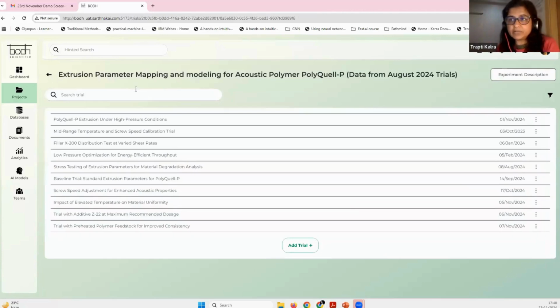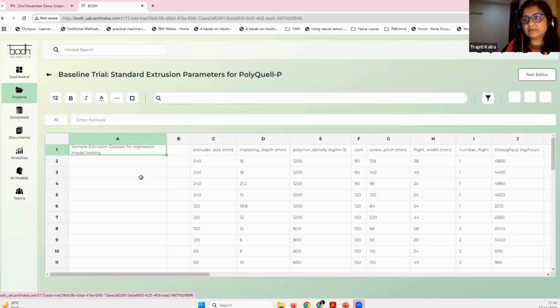Now, for a particular trial, let's say we want to search through the trial. So within an experiment, there can be multiple trials. So let's just take the example of the polyquel, since we're talking about this compound, how the extrusion under high pressure conditions happens. The other one could be baseline trial, like standard extrusion parameters for polyquel.